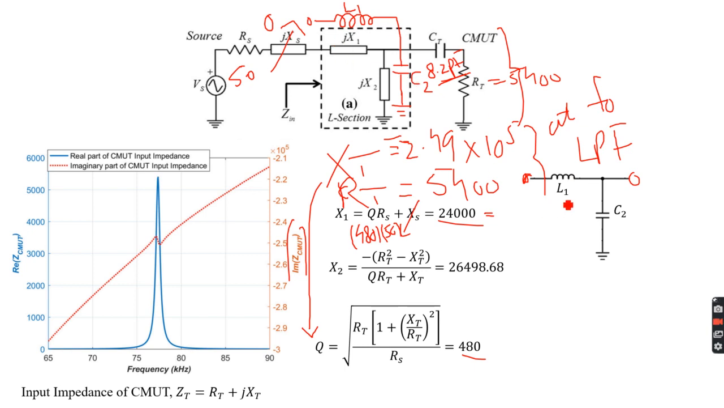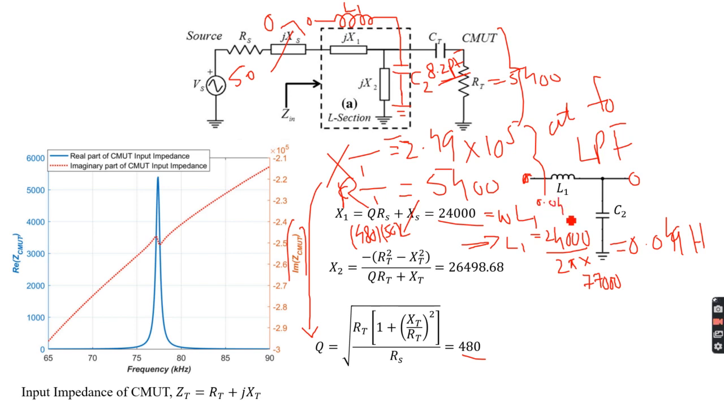X1 is L1, right? And that is actually omega L1. And if you evaluate, L1 will be 24,000 divided by 2 pi into 77,000, and this comes out to be equal to 0.049 henries. Well, it's a big inductance, but yeah, for theoretical purposes, let's keep it that way. So L1 is 0.049 henries.